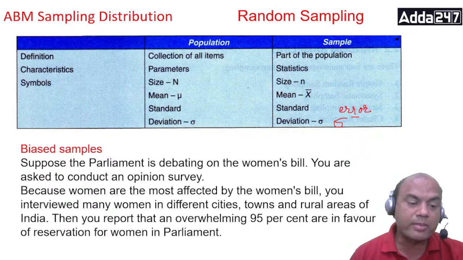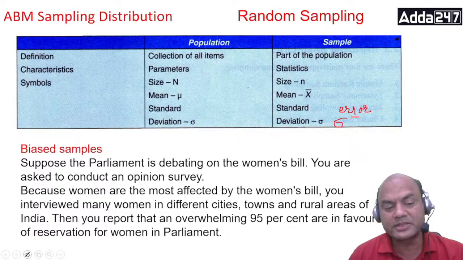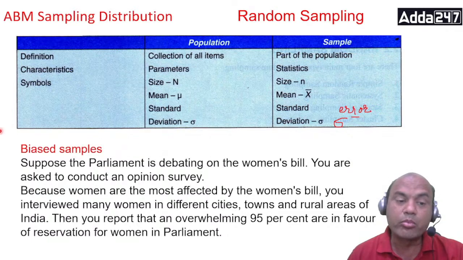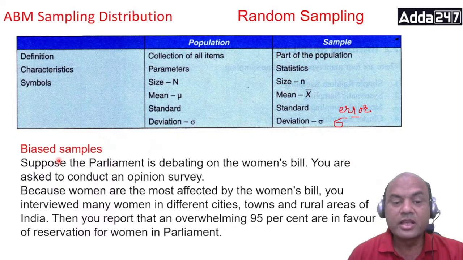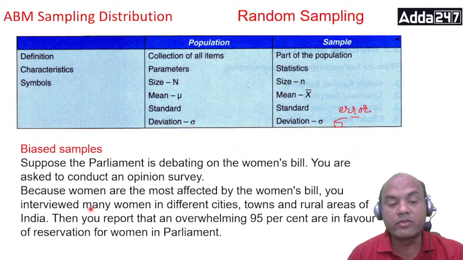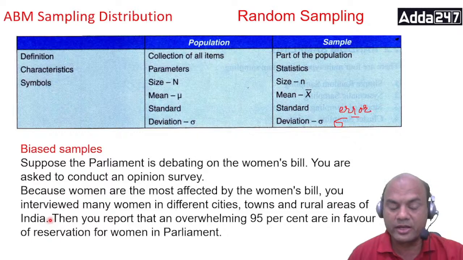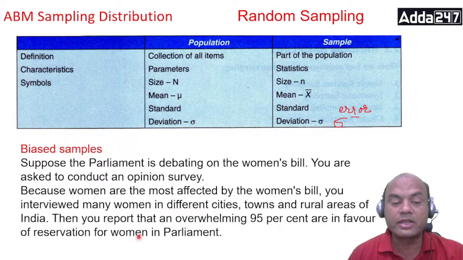Now what are biased samples? We always say, this person is biased. My boss is biased. This is a general statement given by us, right? Boss is biased towards some employees. Suppose the parliament is debating the women's bill. You are asked to conduct an opinion survey. Because women are most affected by the women's bill, you interviewed many women in different cities, towns and rural areas of India. Then you report that an overwhelming 95% are in favor of the reservation of the women's bill.